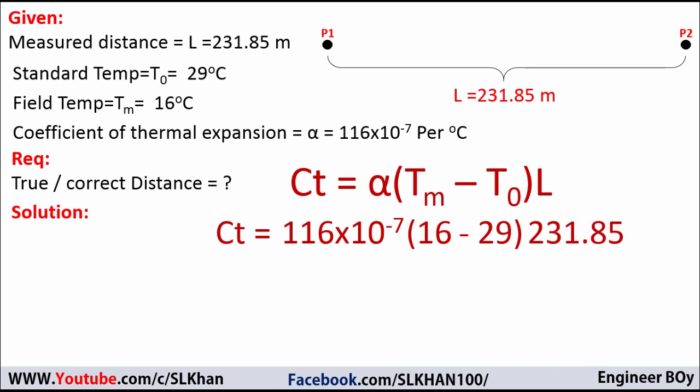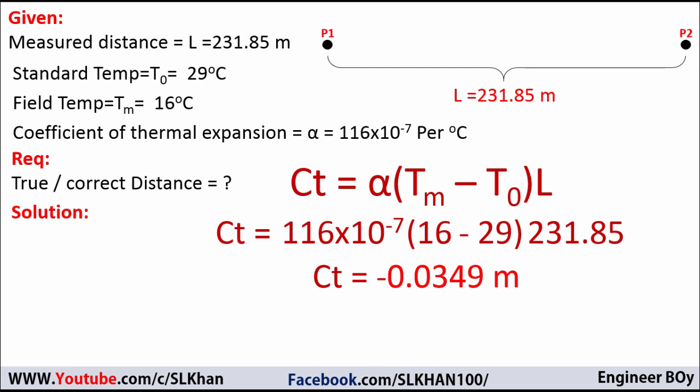which is of course 231.85. So when you do a little mathematics with this formula, we'll get Ct equals minus 0.0349 meters. So this is just the correction for temperature.